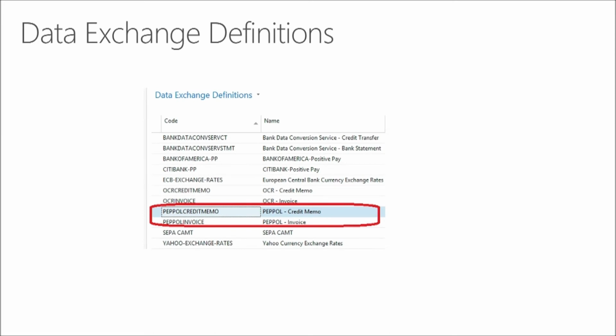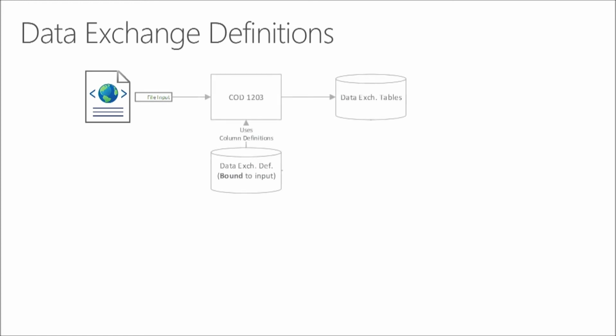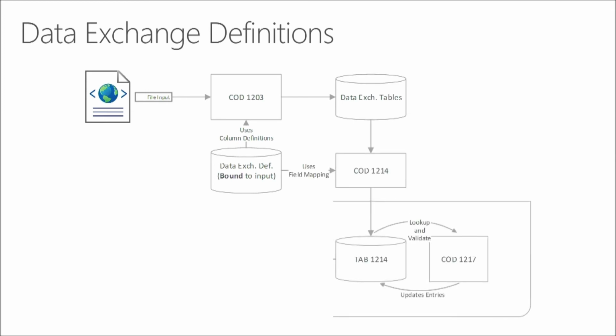Then the data exchange definitions. These are the two that we have out of the box. So it's the PayPal credit memo and the PayPal invoice. And the flow is like the following. The document is the input, it's the XML file. So we use the data exchange framework to parse this file. So it's using the definitions and puts the data into data exchange tables. Then we have a custom, we try to call it generic, codeunit 1214 that will extract this data into a generic table. It's called 1214 also.